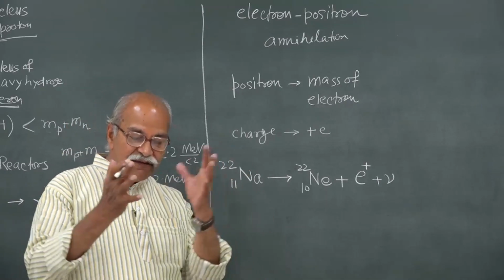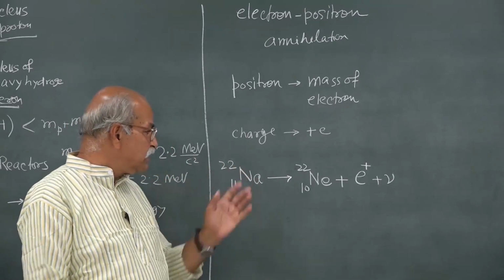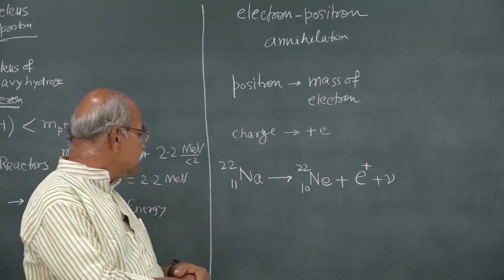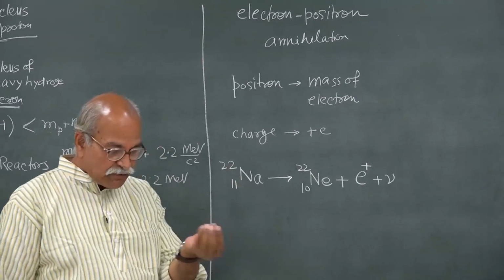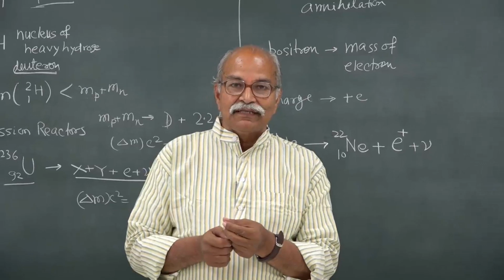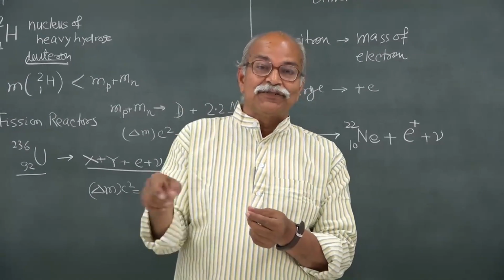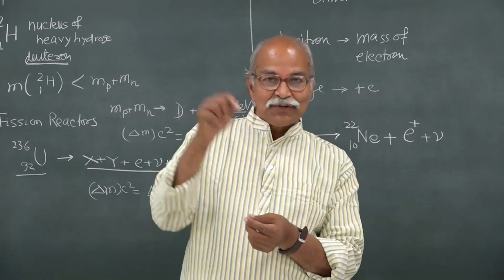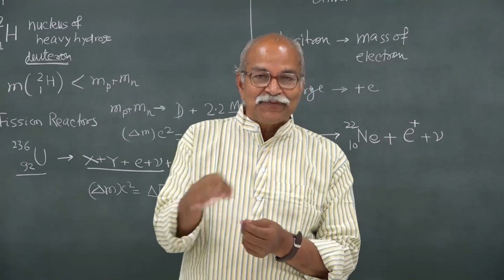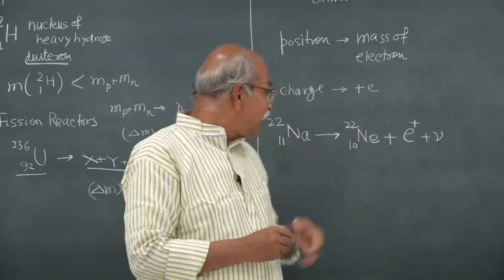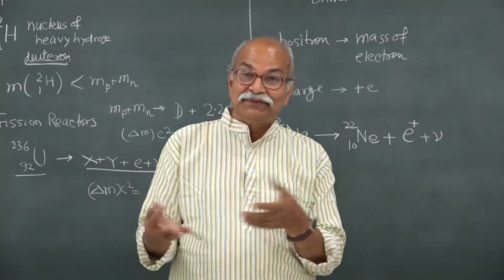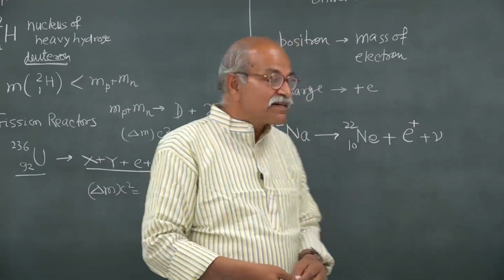So, if you have this source, which is available from scientific companies, let us say some solution of this sodium 22 chloride salt solution, but the sodium is no more sodium 23, it is sodium 22. From there all this reaction will take place and positrons will come out. So, you can have positrons in the laboratory.